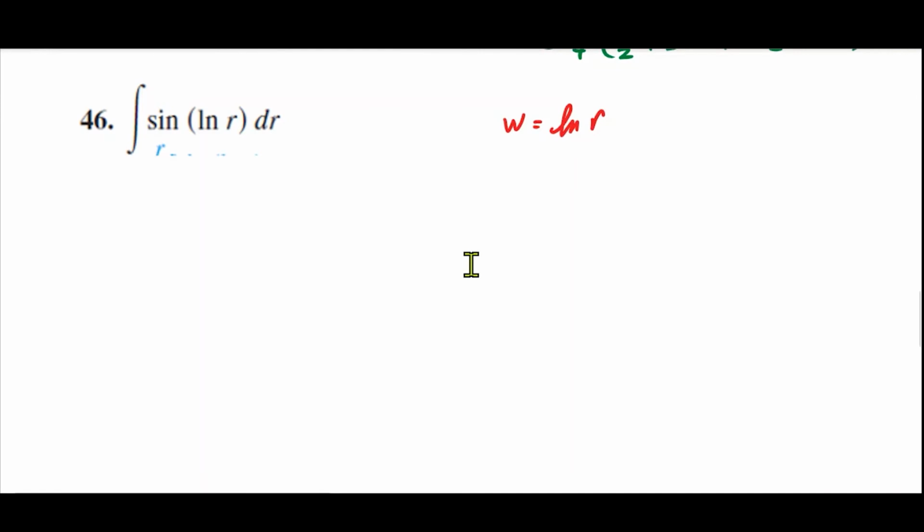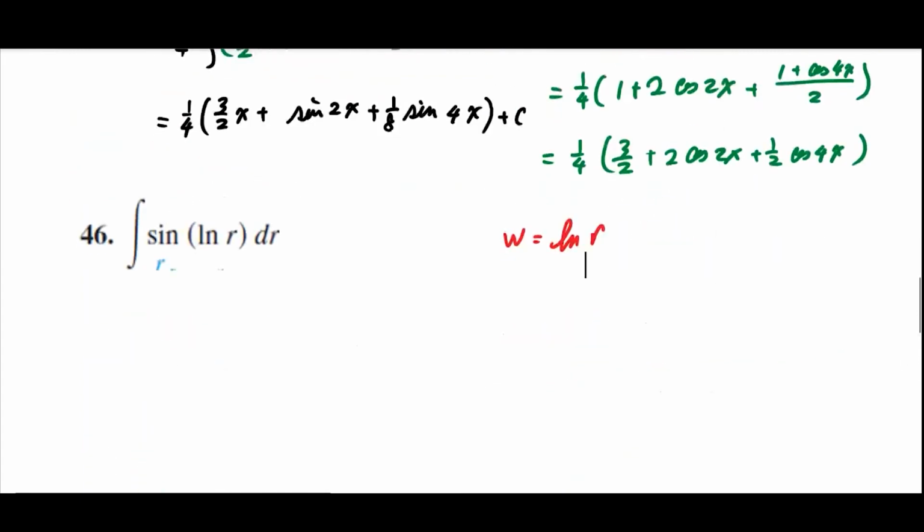Okay, then what is dr? There are a couple of ways to do it. We just figure out dw. dw is 1/r, and then the chain rule dr. And then once you plug it in, because we need dr, what we have right now is this will become sine u, and then we need dr.